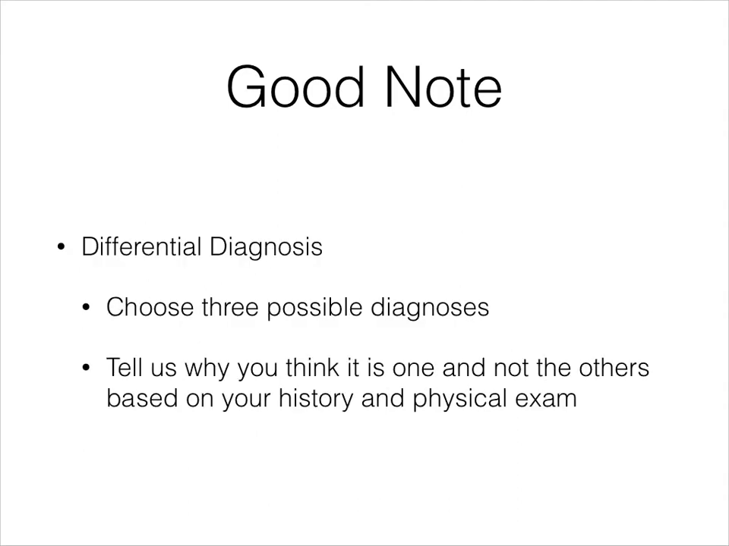Finally, for the differential diagnosis, choose 3 possible diagnoses. Sometimes it's only 2. Make sure that you're addressing it the entire way, from your HPI to your review of systems to your physical exam. Tell us why you think it's number 1 and not number 2 or 3, based on your history and your physical exam. That means you have to have been asking questions to justify your answers.